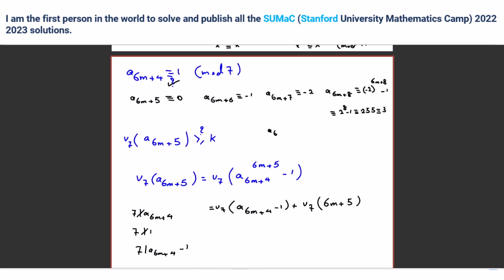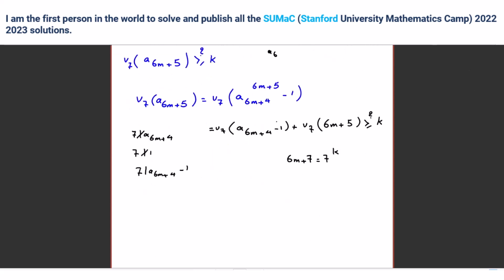Because we can just say that 6m plus 5, we should prove it is at least k. And you can just set 6m plus 5 to equal 7 to the k. Is it possible or not? It is. Because you can just do 2 times 7 to the k or 3 times 7 to the k. So it's going to 100% be possible. Look, maybe 7 to the k is not in this form. How can we say it has this form?